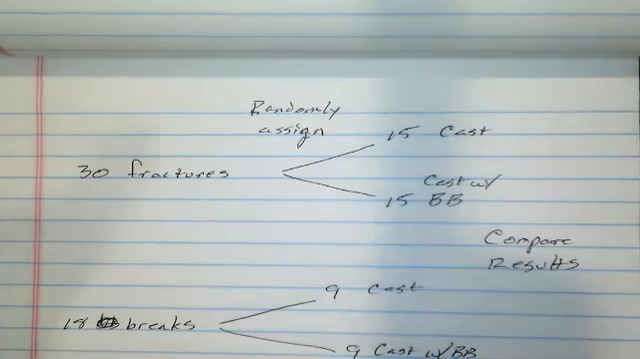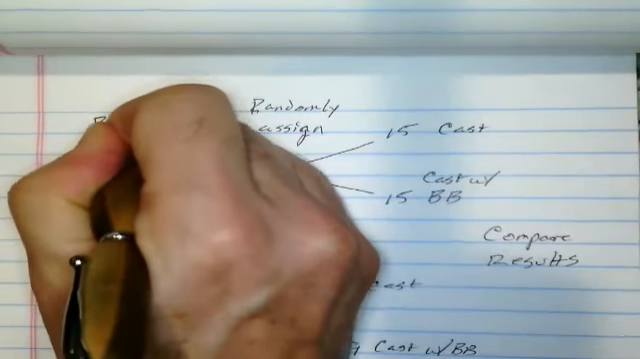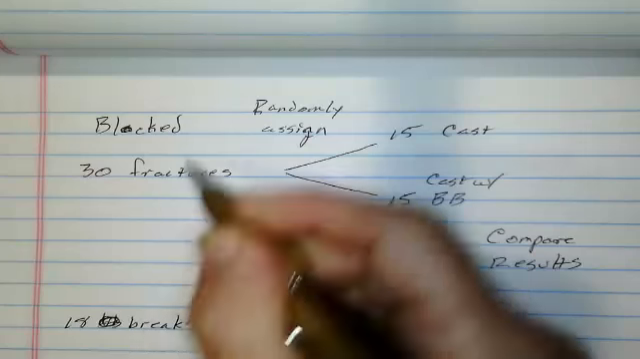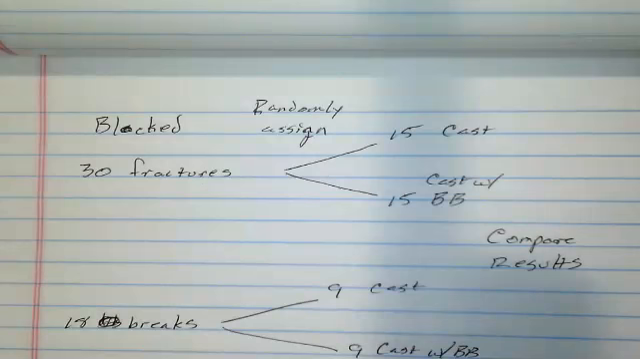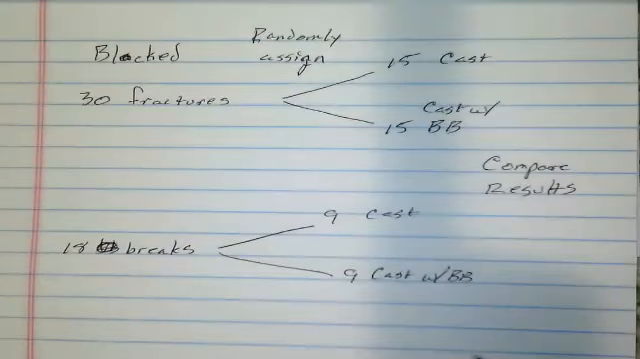Now notice I didn't put all 48 of them into a group and just randomly assign. We blocked by type of bone problem, and we randomly assigned to the groups. Okay, that's another way you could have done it.